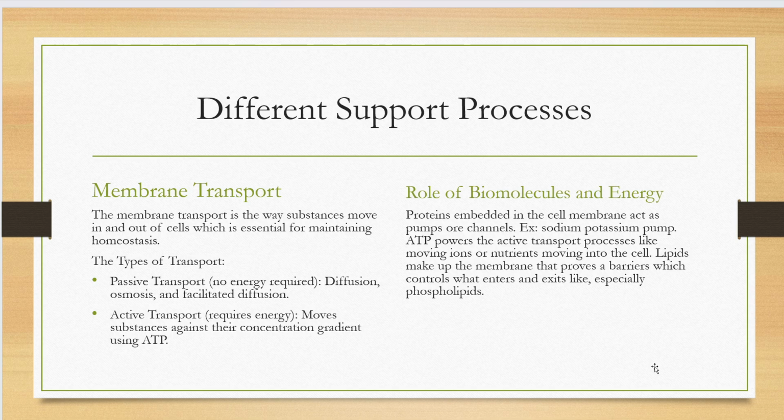So this helps us process glucose and regulate our insulin levels. If there's too much potassium or too little sodium, that is a failure in the mitochondria, because this then leads to diabetes, type 2 diabetes, or pre-diabetes. ATP powers the active transport processes, like moving ions or nutrients into the cell. Lipids, especially phospholipids, make up the membrane, which provides a barrier that controls what enters and exits.